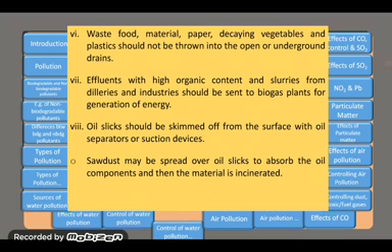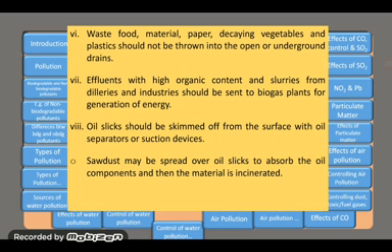Then, apart from those points highlighted before, waste food material, paper, decaying vegetables, and plastics should not be thrown into the open or underground drains. Next one, effluents with high organic content and slurries from distilleries and industry should be sent to biogas plants for generation of energy. That is, all this waste, instead of dumping them, instead of using them in littering our environment, we can just do what? Gather them and take them to a biogas plant where they can be reused, where they can be used to generate energy.